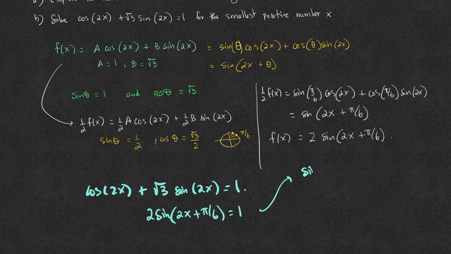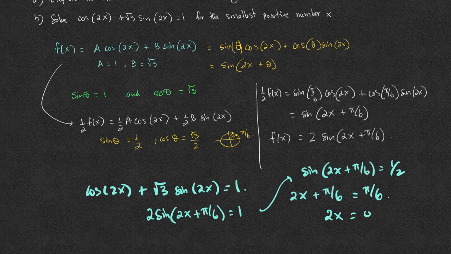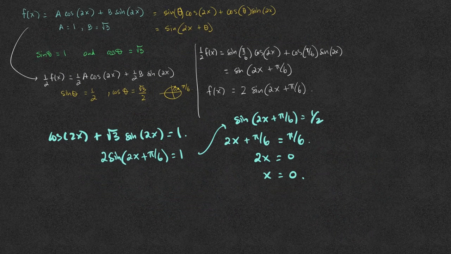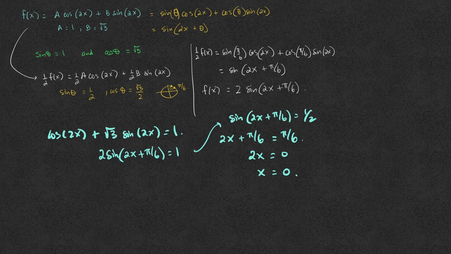And so sine of 2x plus pi over 6 equals 1/2. What this means is that the angle 2x plus pi over 6 needs to be the angle pi over 6. The smallest angle that will give us sine of that angle equals 1/2 is the angle pi over 6. What this means is that 2x equals 0 or x equals 0. But that's not the smallest positive number. We're looking for the smallest positive number, and 0 is not positive.